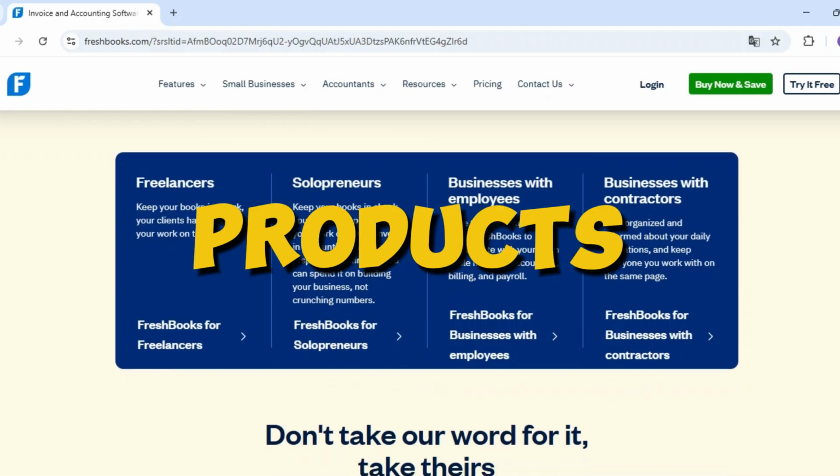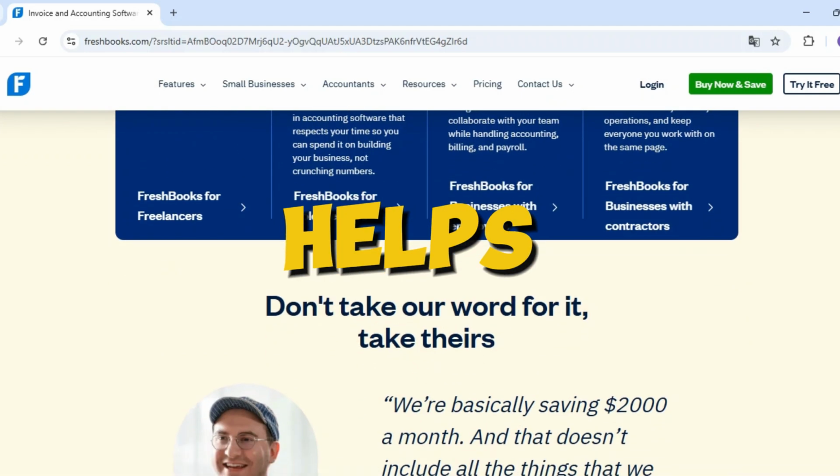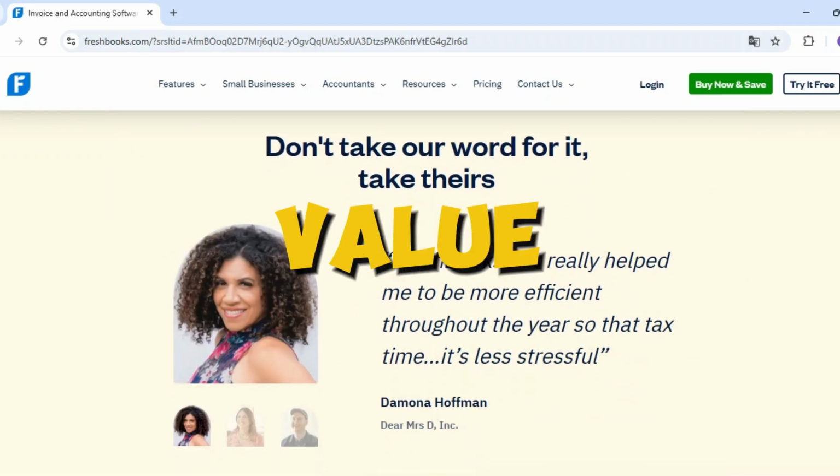Do you sell products? FreshBooks inventory tracking helps you keep tabs on what you have in stock and its value.